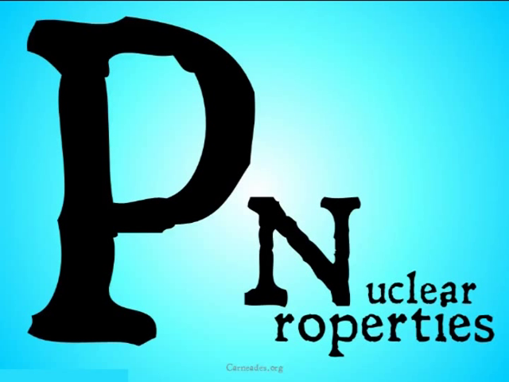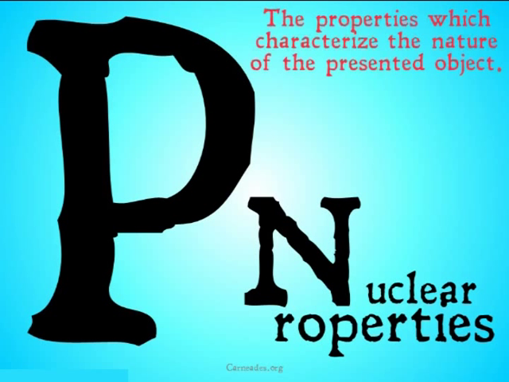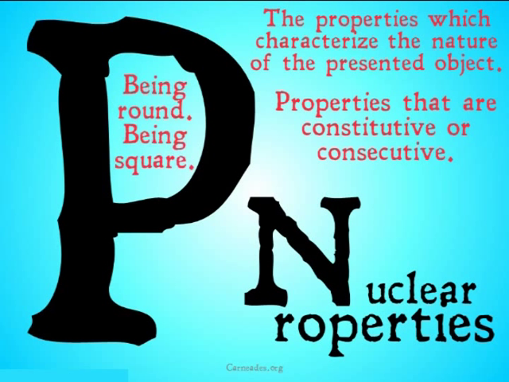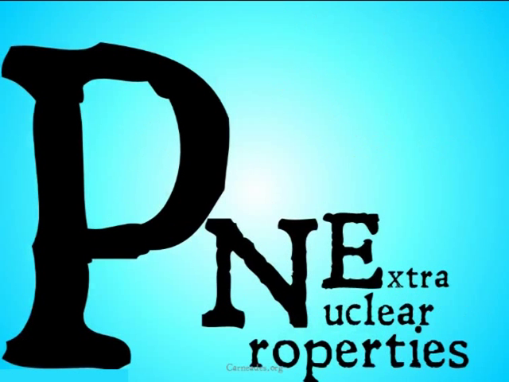Couple more conceptions we have to get, or vocabulary we have to understand, before we move on. One of them: nuclear properties. Nuclear properties are properties which characterize the nature of the presented object. These are properties that are constitutive or consecutive. Look back in the video if you forgot those definitions. For a round square, these would be properties like being round or being square.